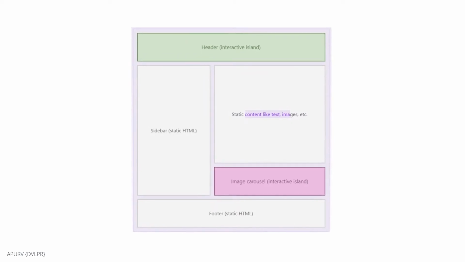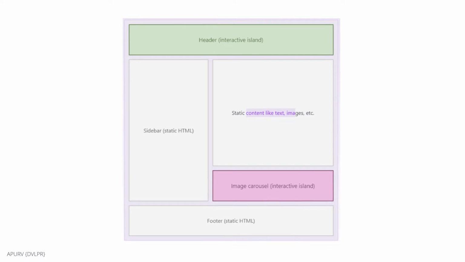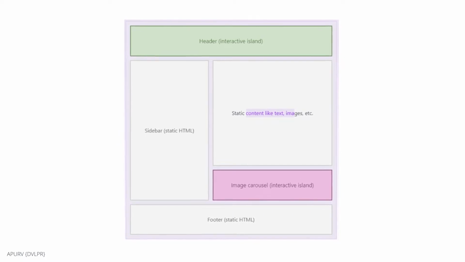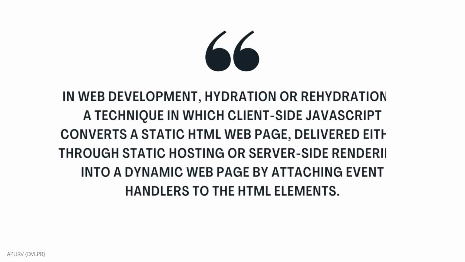The term Astro Island refers to an interactive UI component on an otherwise static page of HTML. Multiple islands can exist on a page, and an island always renders in isolation. The technique that this architectural pattern builds on is known as partial or selective hydration. Astro leverages this technique behind the scenes, powering your islands automatically.